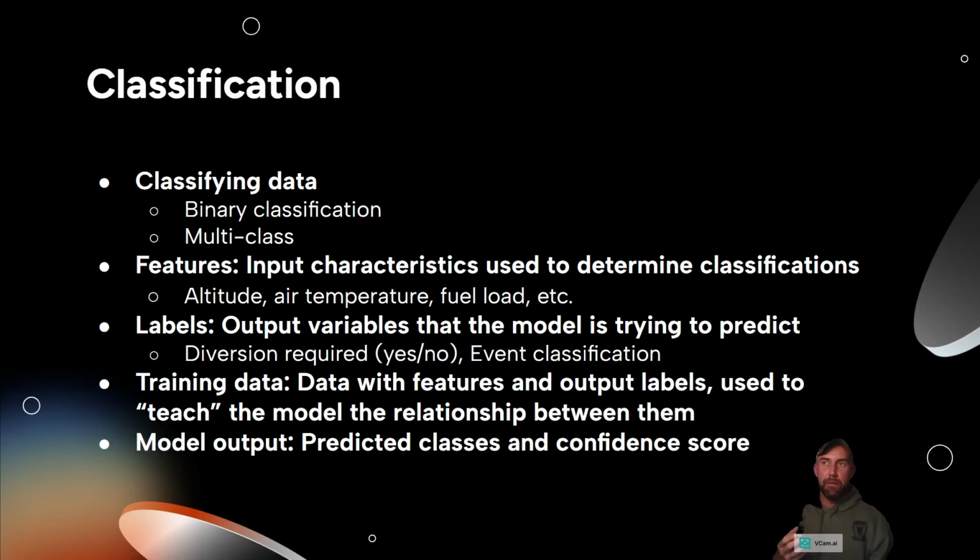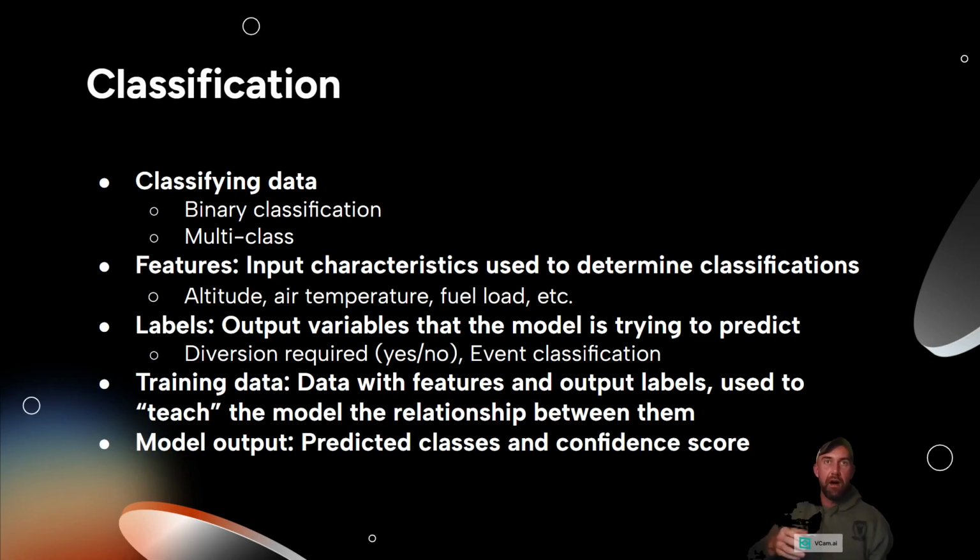To better explain what labels are, I'll give you an example. Say you're trying to build a model that's trying to identify what kind of sickness a person might have. The features are the characteristics of that person or the symptoms that they're presenting with.